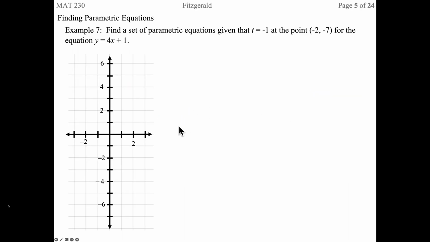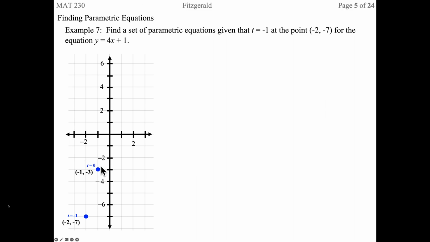All right, next, example 7. Find a set of parametric equations, given that t equals -1 is at the point -2, -7 for the equation y equals 4x plus 1. So when t is equal to -1, I'm down here at -2, -7. Well, we have a slope of 4, so from here, if I go up 4 to the right 1, I'm at -1, -3, so I would say, okay, that's my next point.